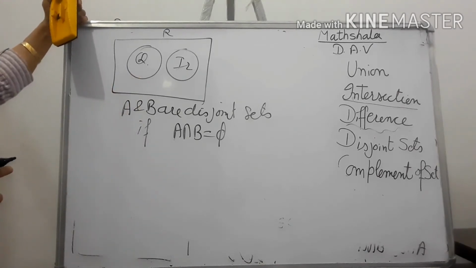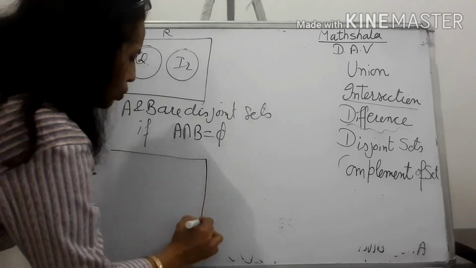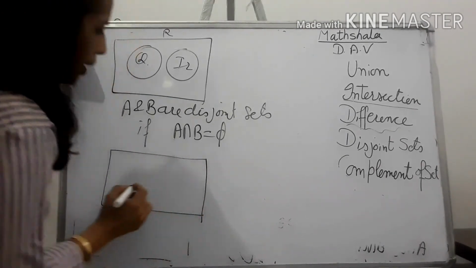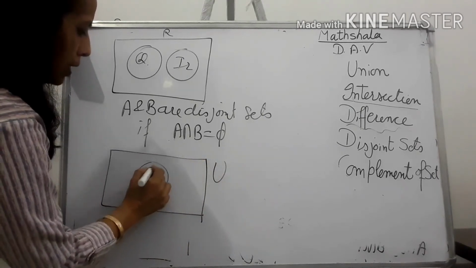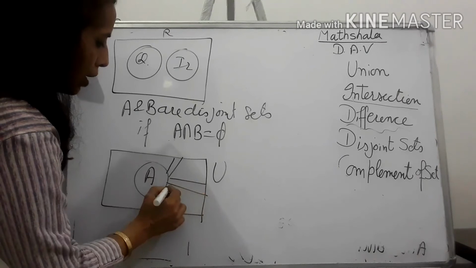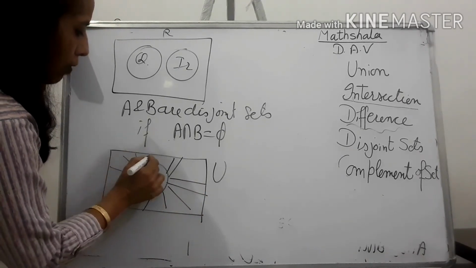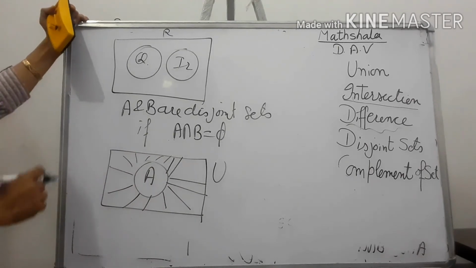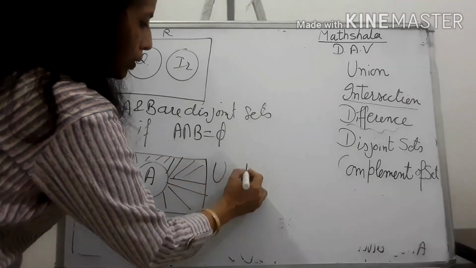Example is given to you. Now, the complement of a set we have already done in the previous video. Let's see the complement of a set with a Venn diagram. If it is the universal set and this is set A, then the elements which are in the universal set but not in the set itself form the complement of the set. The shaded portion is the A complement.